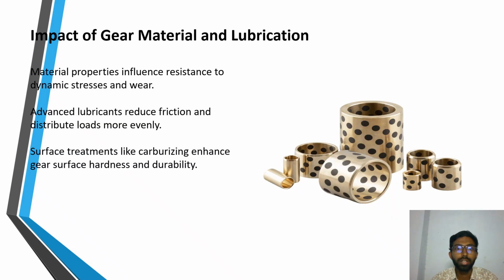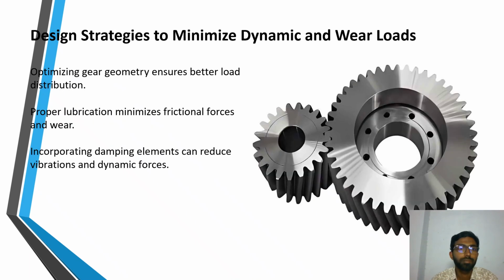Impact of gear material and lubrication. Material properties influence resistance to dynamic stresses and wear. Advanced lubricants reduce friction and distribute loads more evenly. Surface treatments like carburizing enhance gear surface hardness and durability.